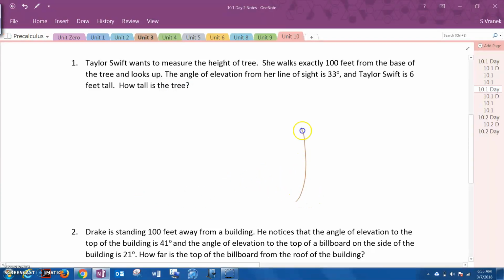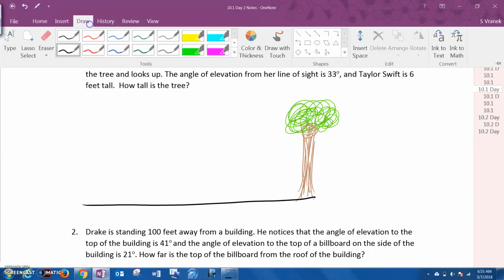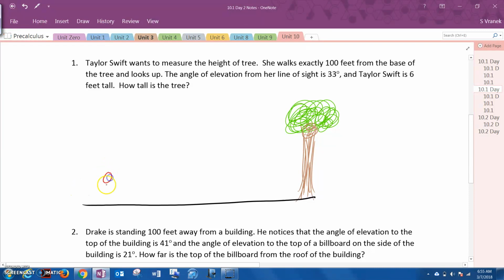So here's the ground, here's the tree. It's kind of a skinny tree. We need some green here. There's our tree. I should be an artist for sure. Alright, here's the ground. And then we need Taylor Swift, so there's Taylor Swift. She's looking to the top of the tree. Pretend the top's right there. And she's looking from a height of 6 feet.